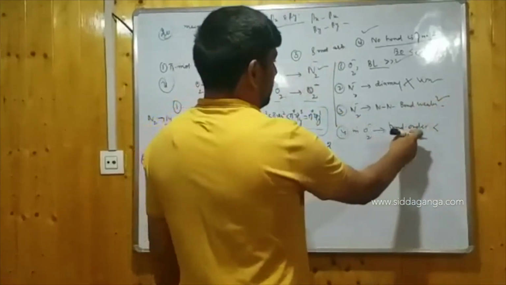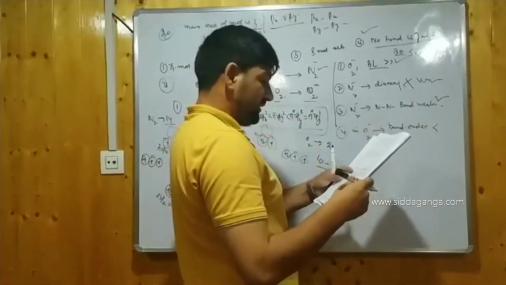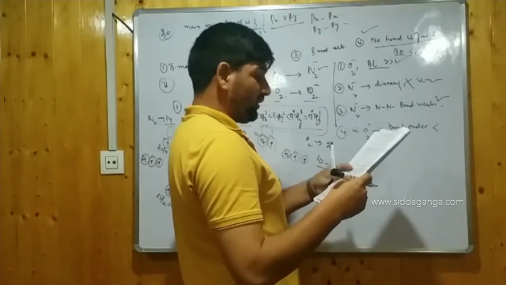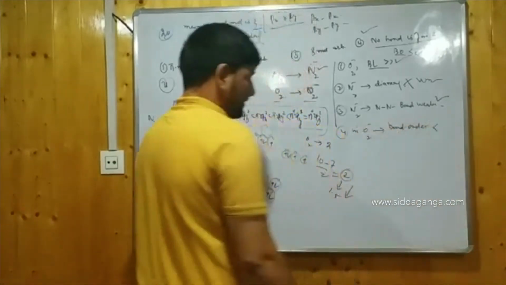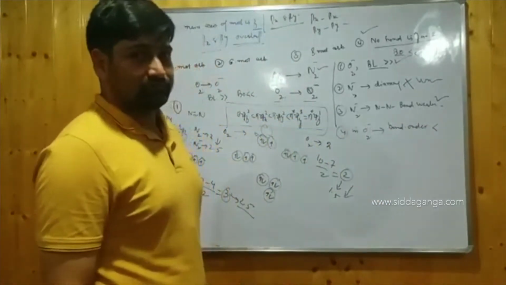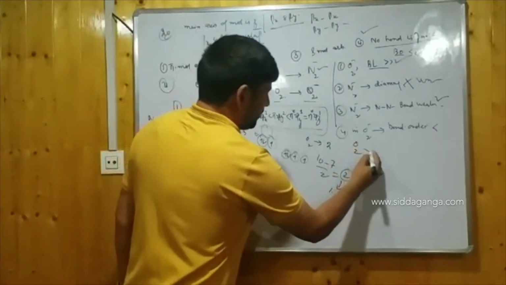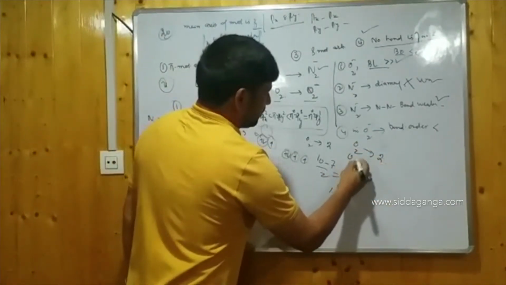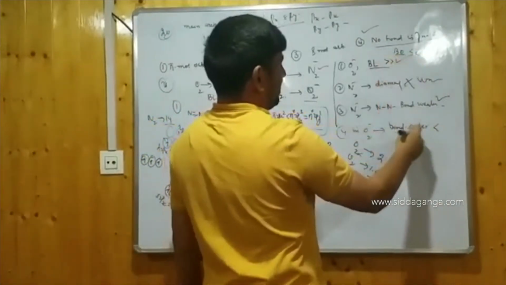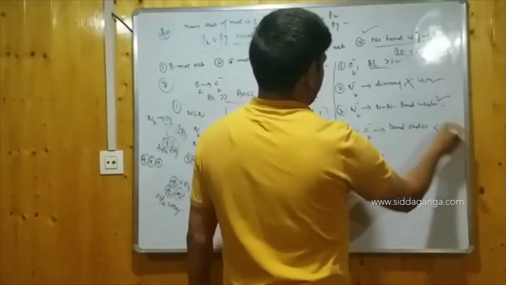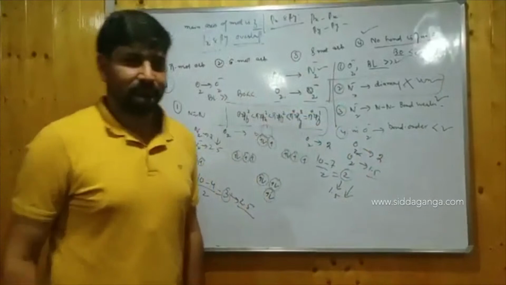In O2 minus, bond order decreases. Last option we'll see: in O2 minus, oxygen bond order decreases. This is again bond order. Decrease or not? Yes, because in O2, what's the bond order? 2. In O2 minus, what's the bond order? 1.5 only. And you can see that here, bond length is increasing. That means bond order will decrease. This is also correct. So our correct option will be N2 minus.